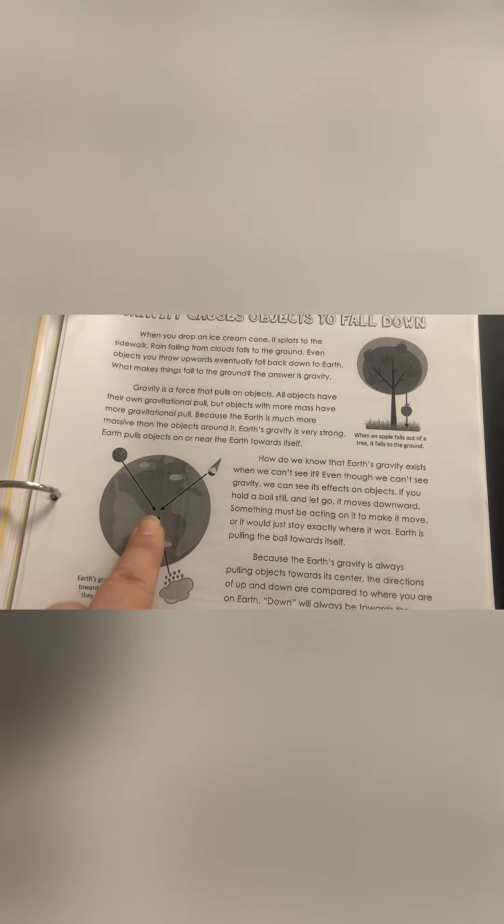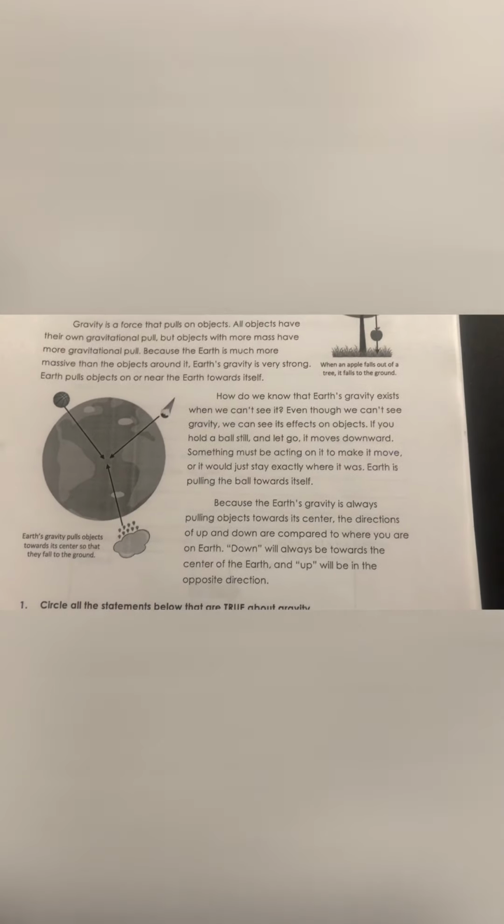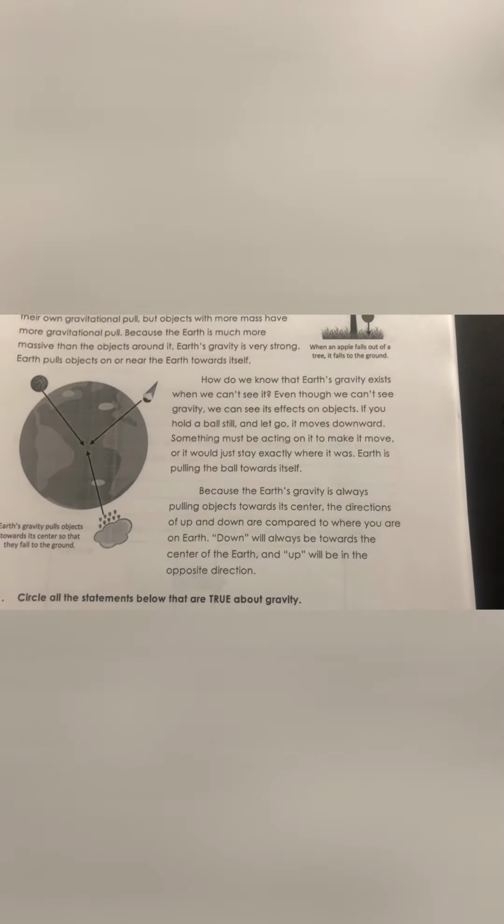So if you notice, everything's being pulled to the center of the Earth, okay? Because the Earth's gravity is always pulling objects towards its center, the directions of up and down are compared to where you are on Earth. Down will always be toward the center of the Earth, and up will always be in the opposite direction. So here it says Earth's gravity pulls objects towards its center so that they fall to the ground.